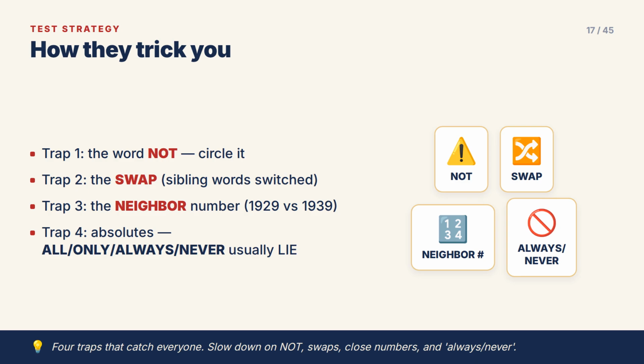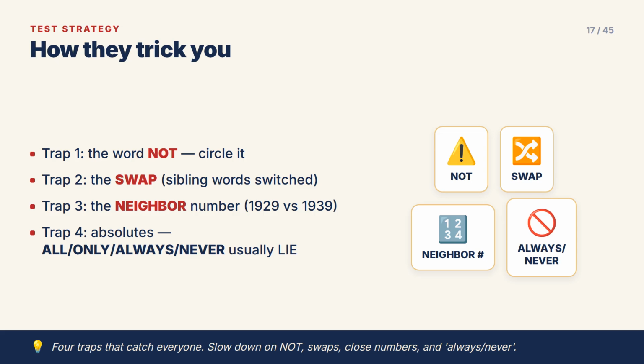Four traps catch test takers over and over. Trap 1, the word not, which is not required. It's so easy to pick the thing that is required. Circle the not. Trap 2, the swap. A sentence that sounds right but two sibling words are switched: possession for exclusion, physical for economic, remainder for reversion, erosion for avulsion. If a true-false statement defines a term, ask, is this word's definition or its twin's?